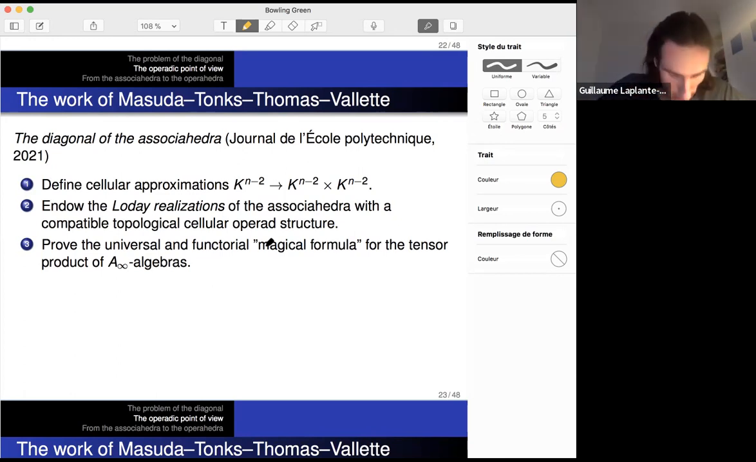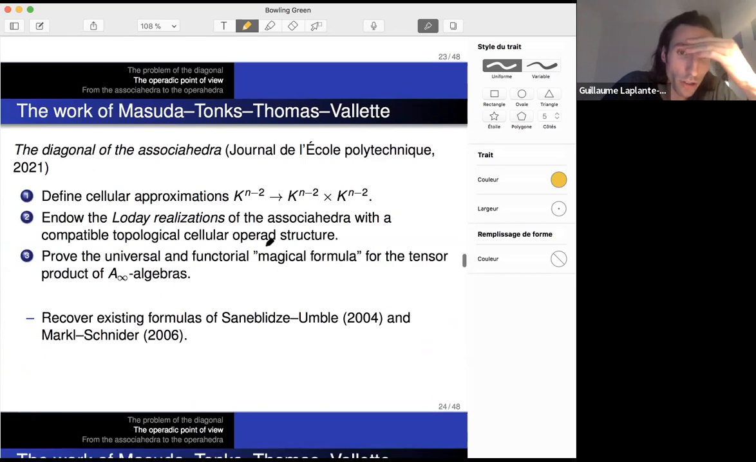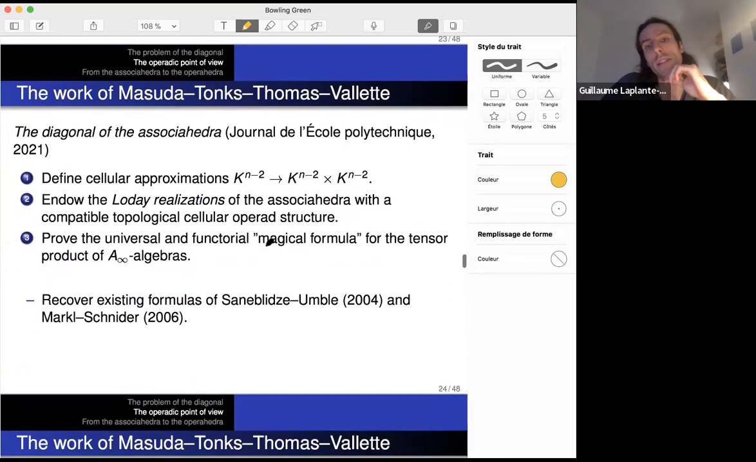And this is equivalent to finding explicitly the formula for the tensor product of two infinity algebras. And they recover the formula that was found by Saneblidze and Umble, which I mentioned a few minutes ago, and which was expressed a bit differently in the Markl and Shnider paper in 2006.